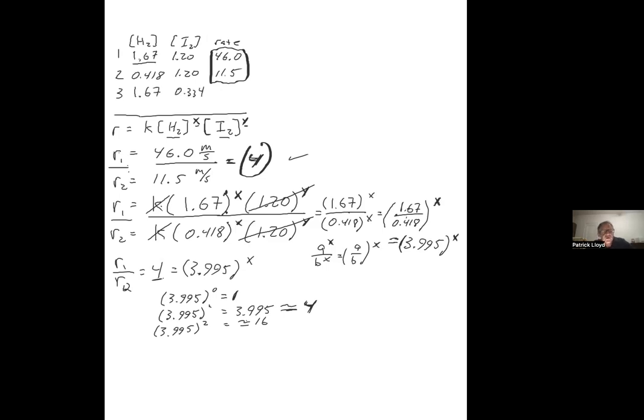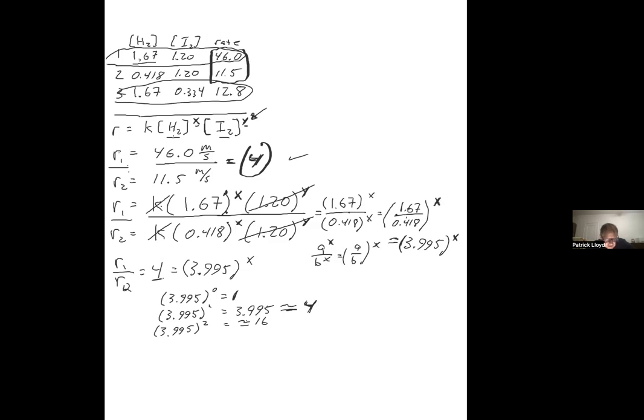That's 334 and then 12.8. Okay, now what I'm going to do is pick experiment 1 and 3. Why am I picking 1 and 3? What I'm trying to do is find out what y is, what this exponent here is. To figure out what that exponent is, I have to see what happens when everything else cancels.